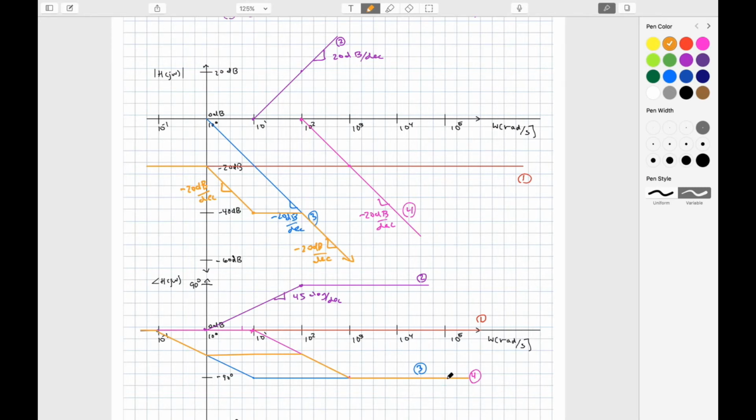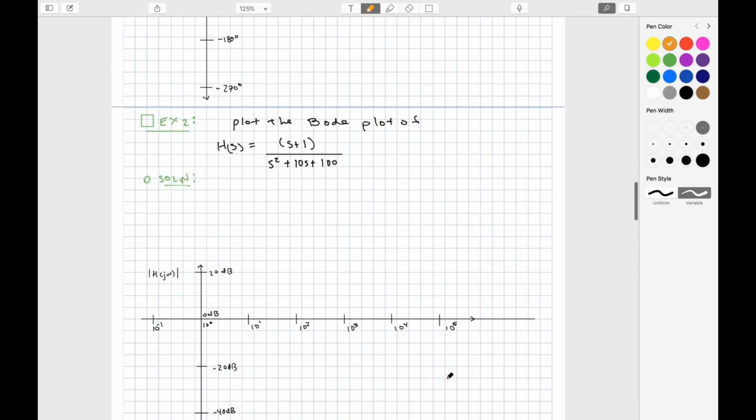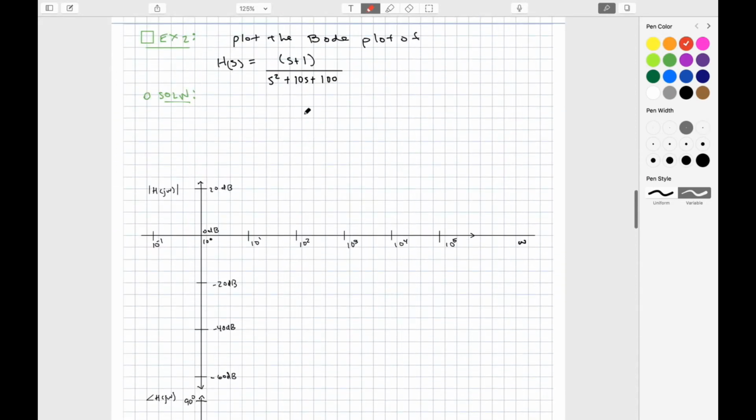And that's how to do that entire problem. Let's look at example 2. This example has the transfer function H(s) equal to (s + 1) over (s squared + 10s + 100). So the first step is to look at K, which in this case is 1 over 100, and so the gain contribution is 20 log base 10 of 0.01, which is equal to negative 40 dB.